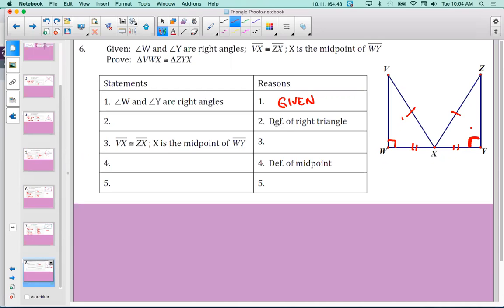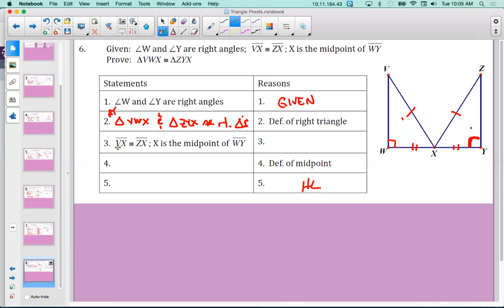Now, this second reason says definition of right triangle. This is where, remember the three things, we have to prove that these are right triangles. We have to say triangle VWX and triangle ZYX are right triangles. That's one of the three things we need to prove in order to use hypotenuse leg down here in our last reason. So that's where we get definition of right triangle. If you have two triangles and each triangle has a right angle in it, then both triangles are right triangles.